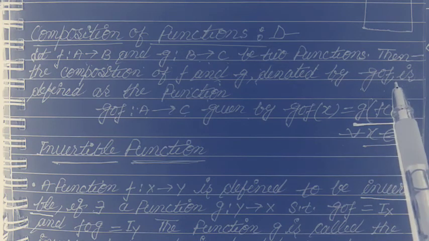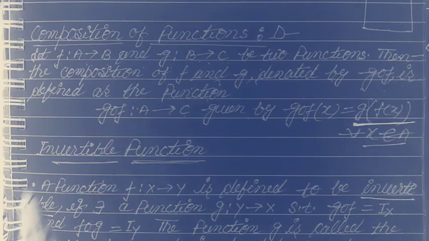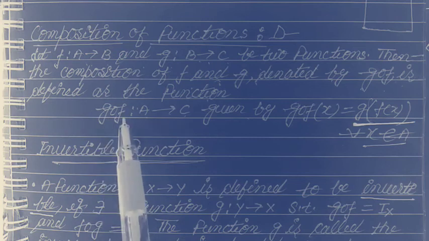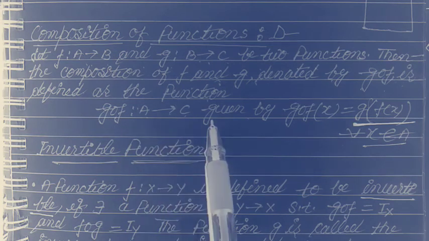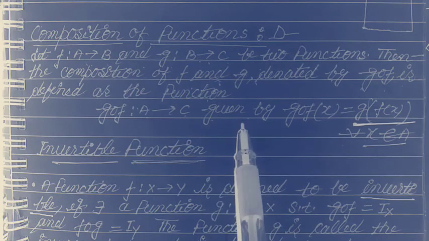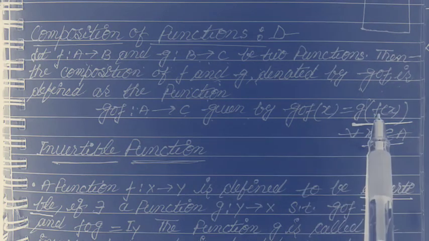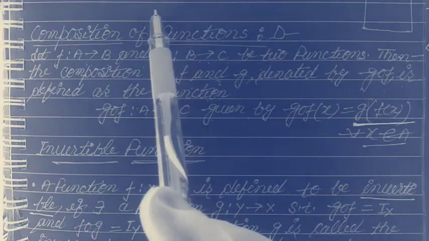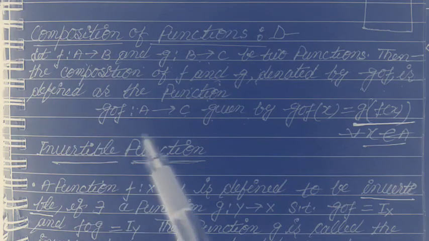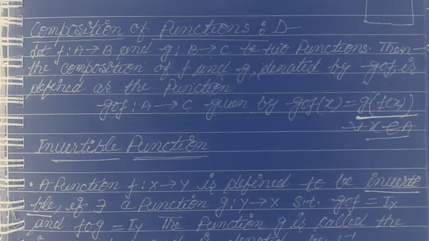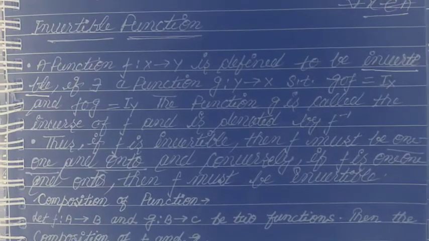Then the composition of these two functions, we can write g of f. Earlier I told you that it is a reverse. So g of f such that A tends to C, given by g(f(x)). So it is a composition of a function. Now next we will discuss invertible function. Let's see what is an invertible function here.